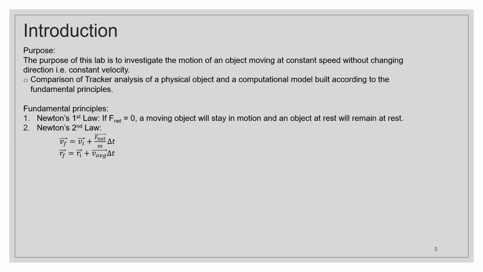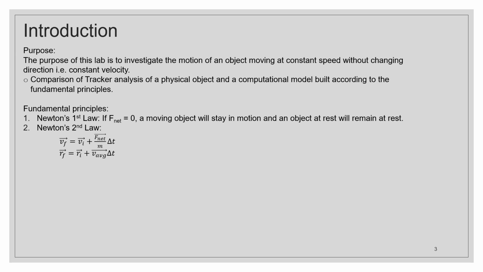According to Newton's first law, if F net is equal to 0, a moving object will stay in motion and an object at rest will remain at rest. So an object moving at constant velocity, if its net force is 0, will continue moving at the same constant velocity. Newton's second law, also known as the momentum principle, states that F net is equal to the derivative of momentum with respect to time. From this equation, the following velocity and position update formulas were derived. They will be used in this experiment to predict the motion of an object moving at constant velocity.